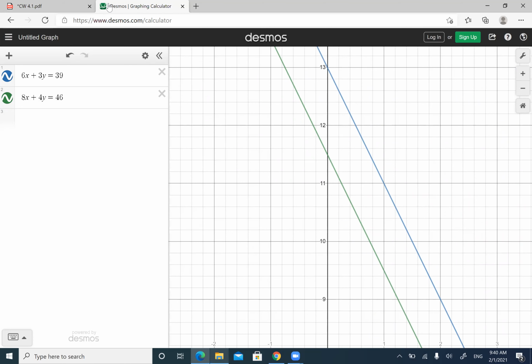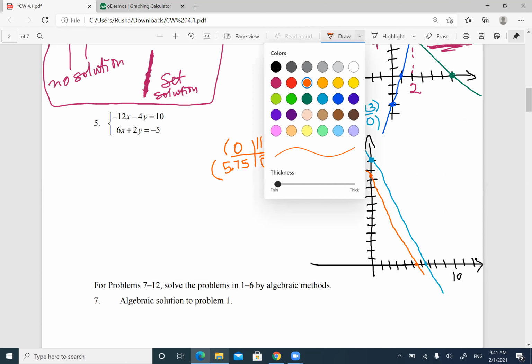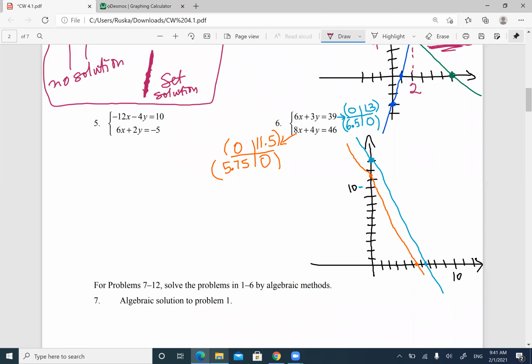Okay, and we're going to see how this looks algebraically. So here they're parallel lines. If they're parallel lines, what are you going to put? The answer is what? No solution. So we have no solution here. Okay, that's it.